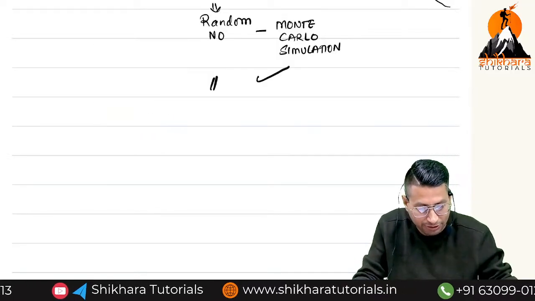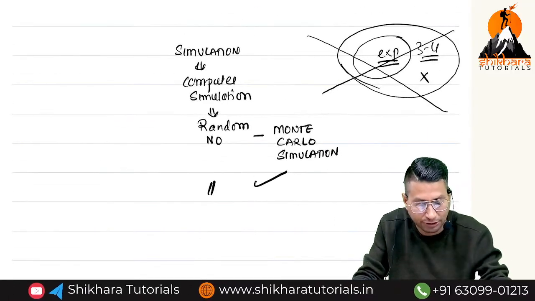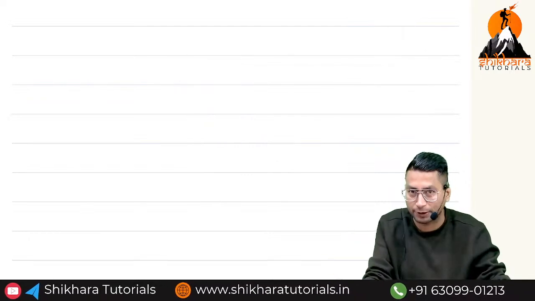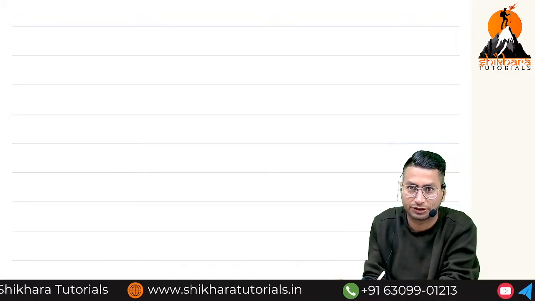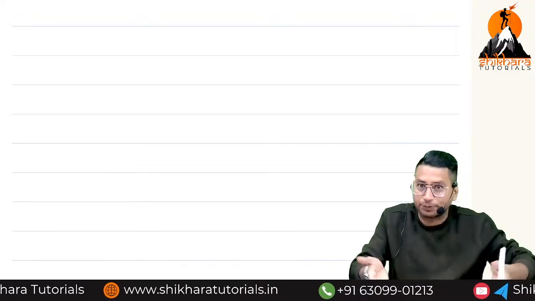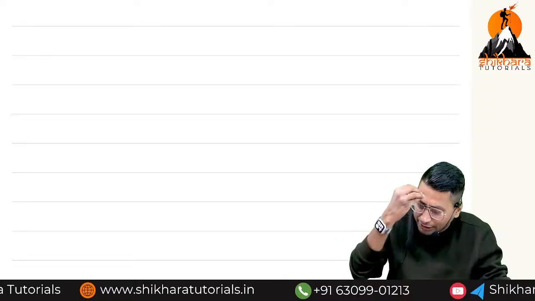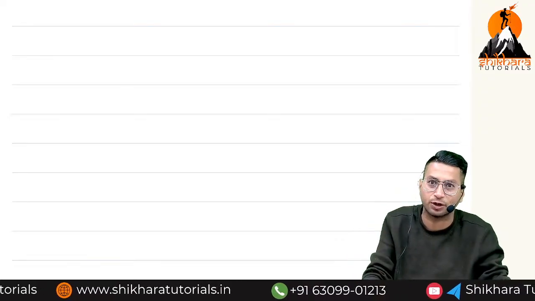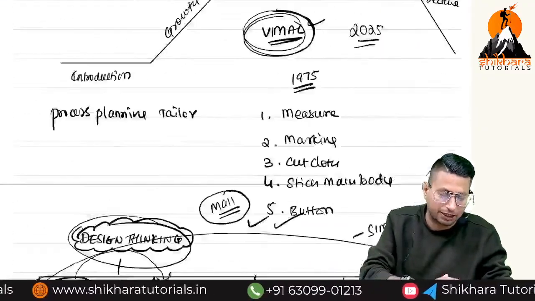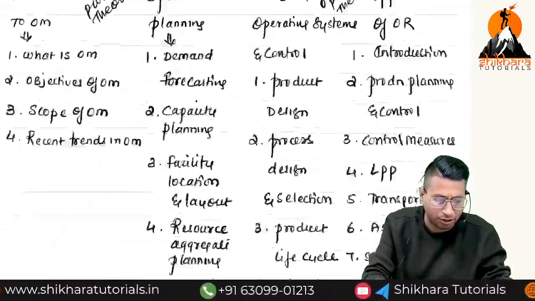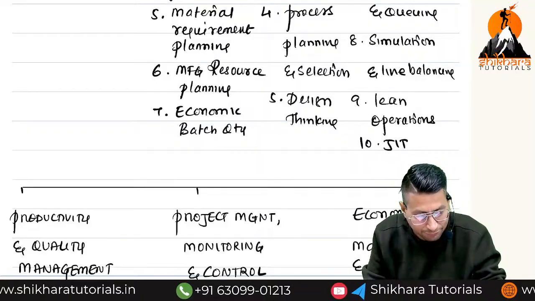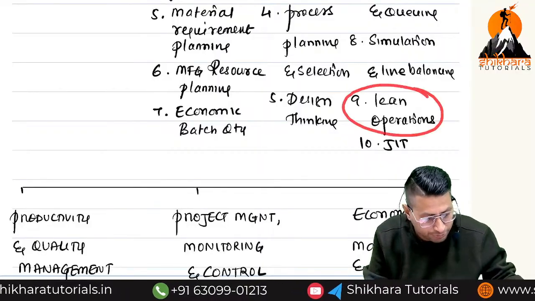So nowadays, before launching a product, I can use simulation. To decide the price of a product, I can use simulation. In aircraft, I can use simulation. For ships, I can use simulation. Almost every business area nowadays we are using what? Simulation. There are many methods of simulation, but we use what? Monte Carlo simulation. And then we have lean operations.